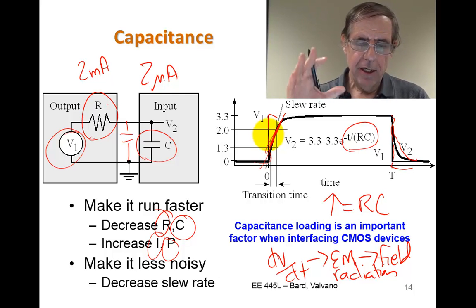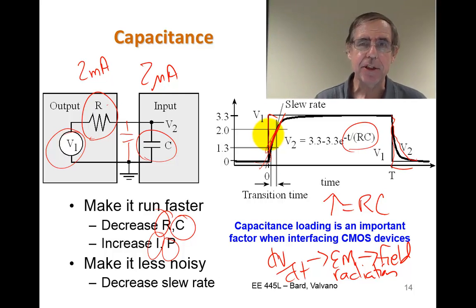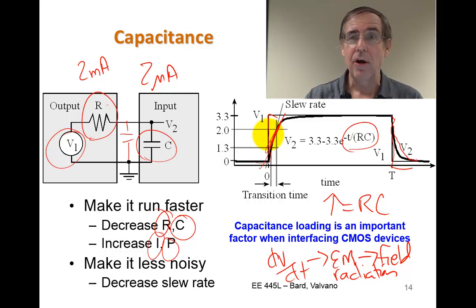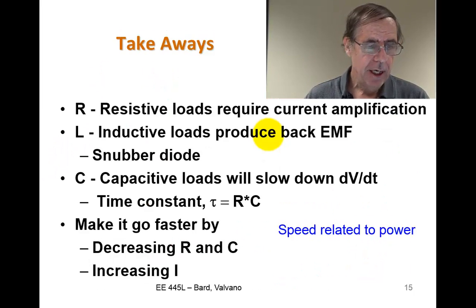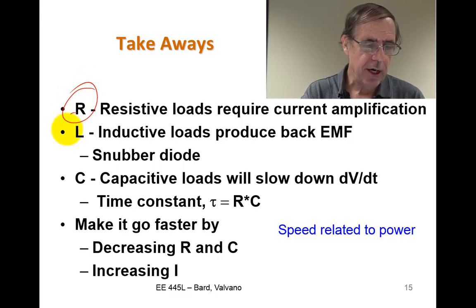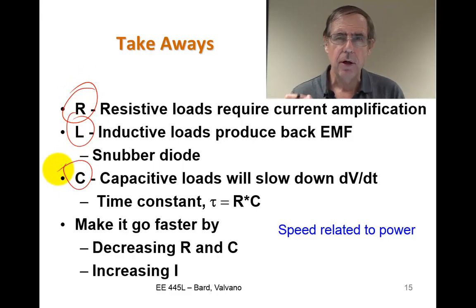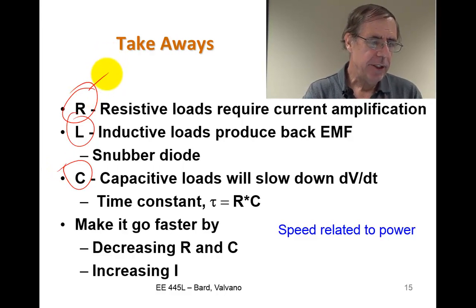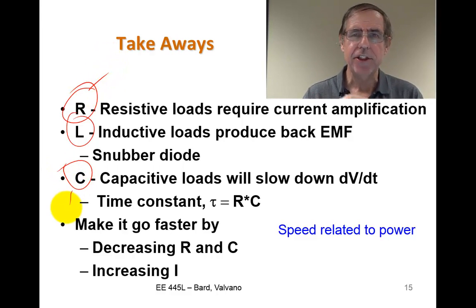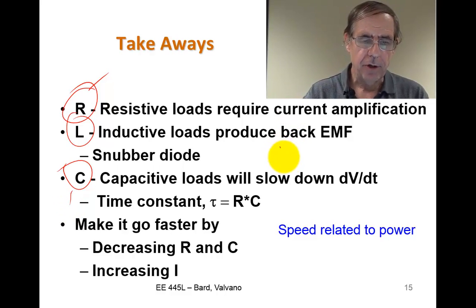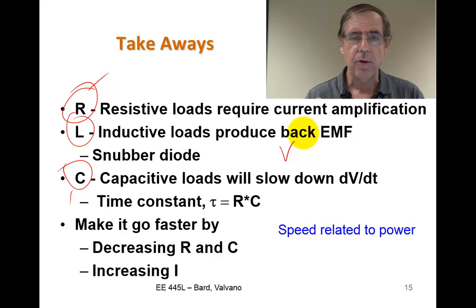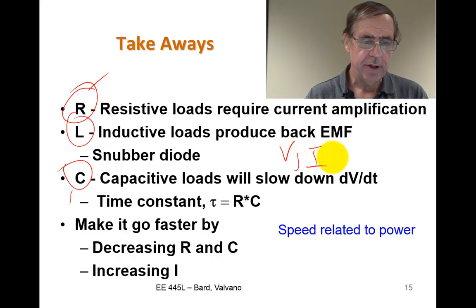So capacitance will be a big thing this semester. It makes things go slow, but it also makes noise go away. So be careful. It's both good and bad. All right. So in summary, watch the R's, L's, and C's. We didn't talk about L today, but we'll do that more when we get to our motors. Today we talked about resistance and capacitance. These are important parameters when we do interfacing. Remember that the voltages are one set of inequalities and current is the other set.